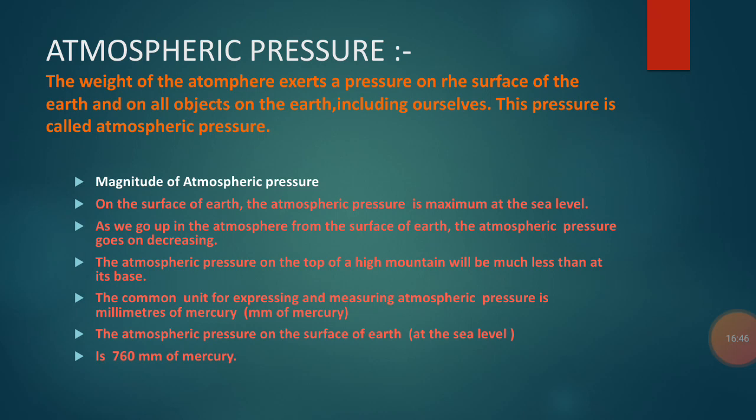And when we go up in the atmosphere from the surface of the earth, the atmospheric pressure goes on decreasing. This is because when we go up, the weight of the air above us goes on decreasing, and due to that the atmospheric pressure also decreases. So we can say that the atmospheric pressure on the top of a high mountain will be much less than at its base.